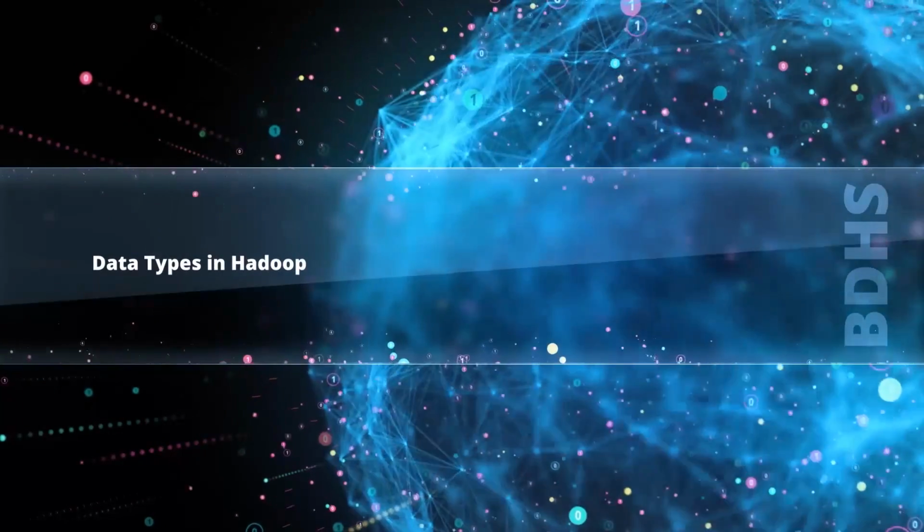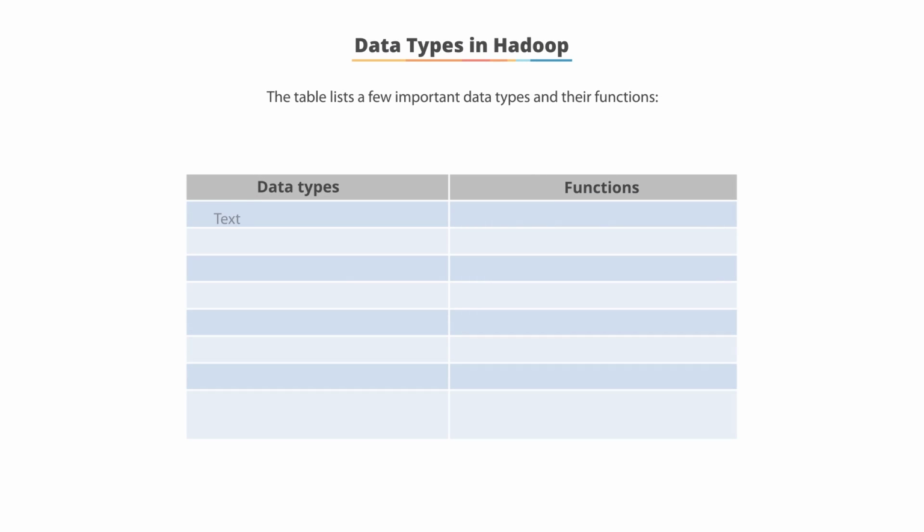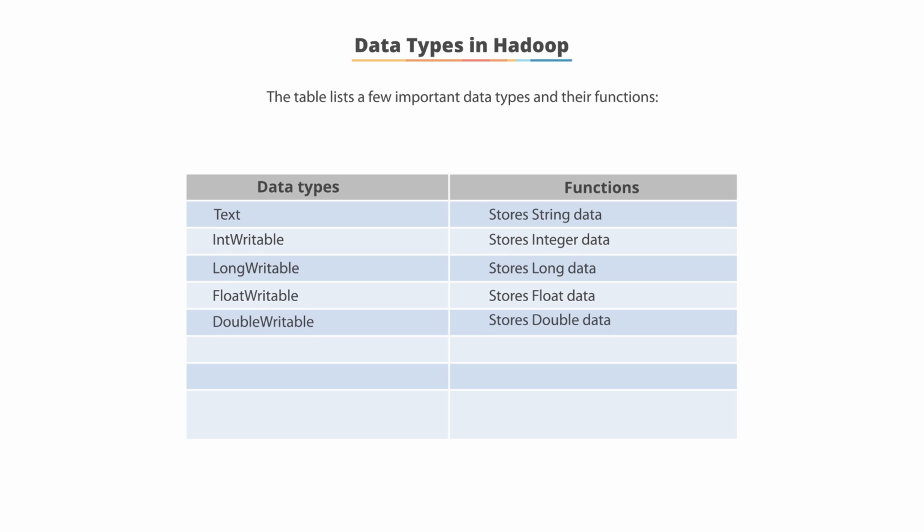Data types in Hadoop. The first data type is Text. The function of this data type is to store string data. The IntWritable data type stores integer data. LongWritable, as the name suggests, stores long data. Similarly, other data types are FloatWritable for storing float data and DoubleWritable for storing double data. There are also BooleanWritable and ByteWritable data types.